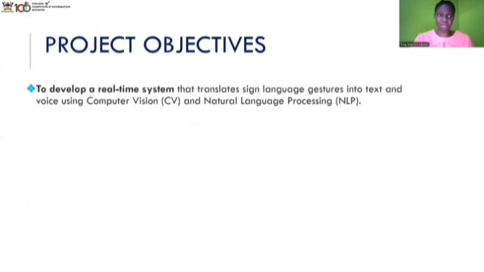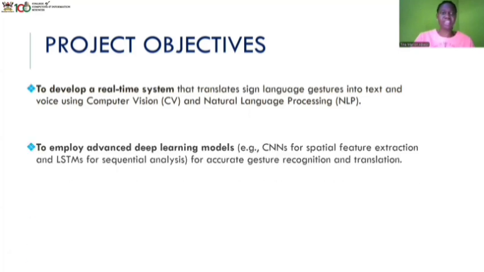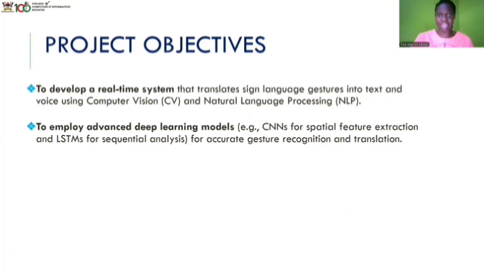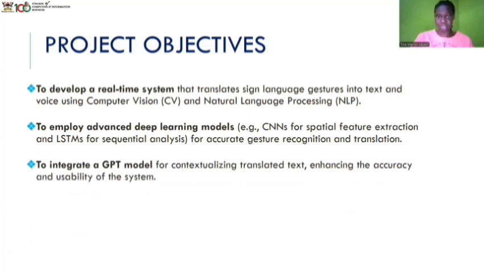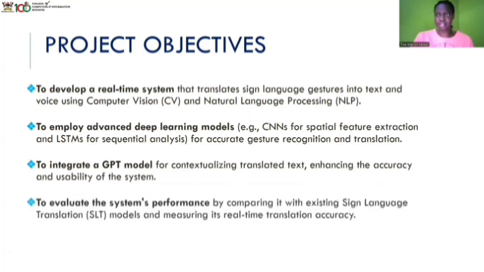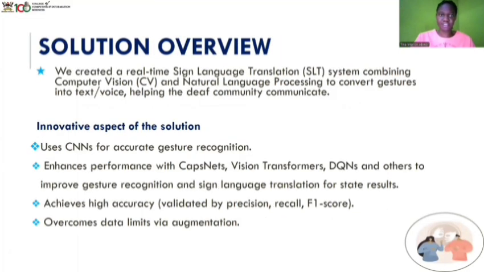So our project objectives: we have to develop a real-time system, since it's going to be translating the sign language gestures into text as well as audio. Then we have to employ advanced deep learning models like the CNN, ViTs. Then we have to integrate a GPT model, contextualizing the translated text and enhancing the accuracy. Then we have to elevate the system's performance. We are comparing against the already existing sign language translation models so that we see that our system works up to date as well. Then the solution overview, I'm going to be focusing on the innovative aspect of this solution.